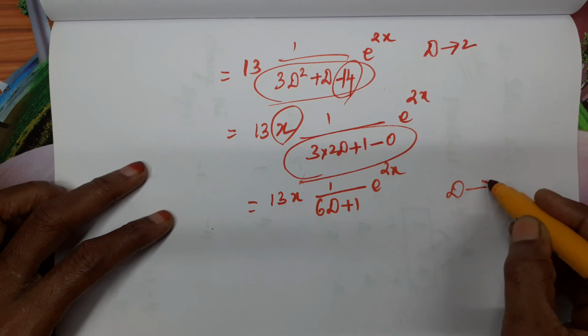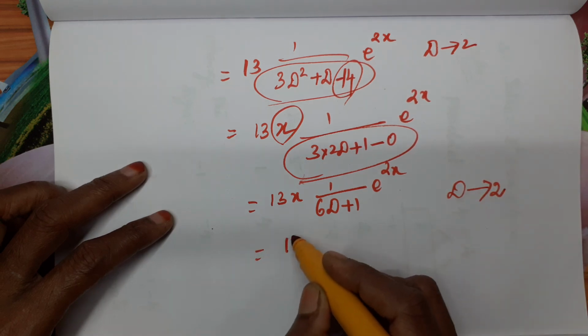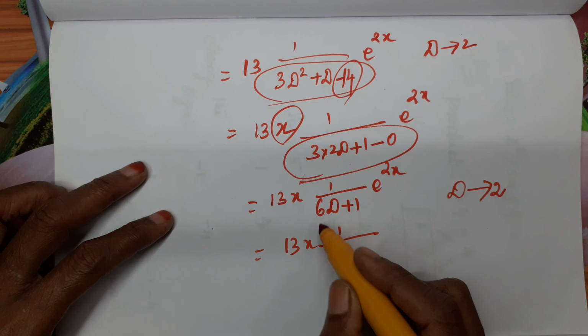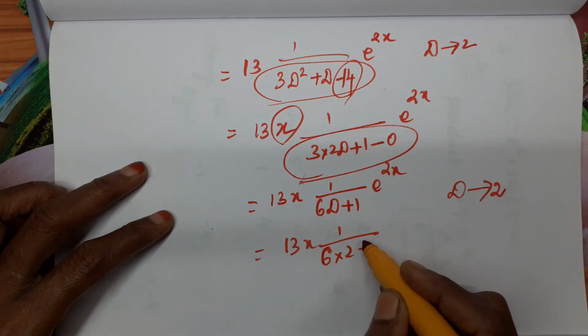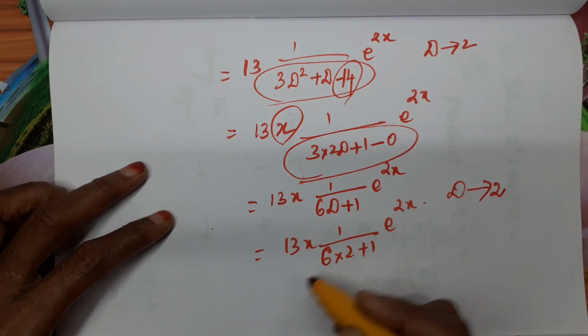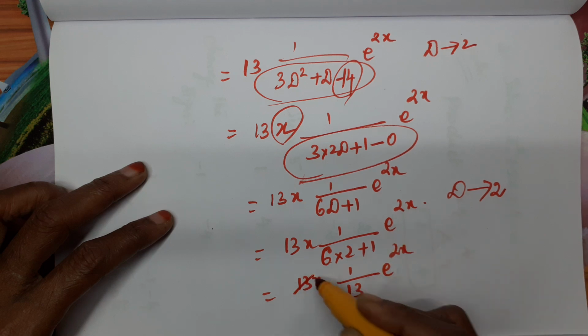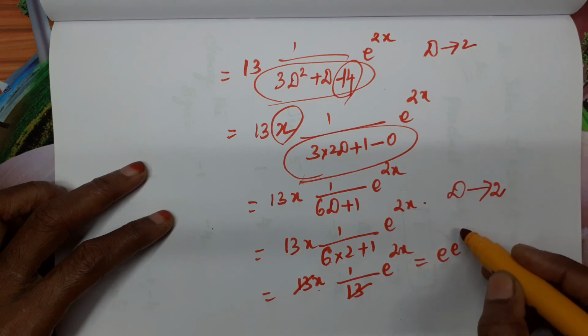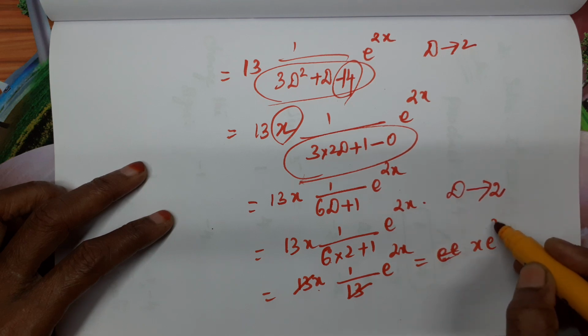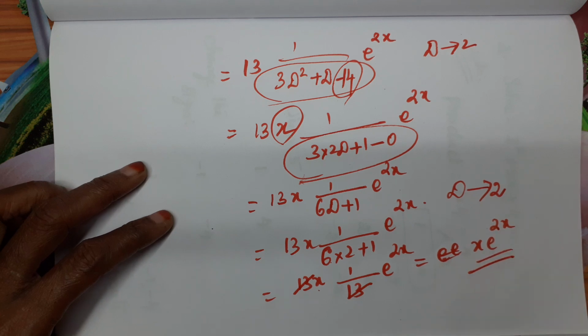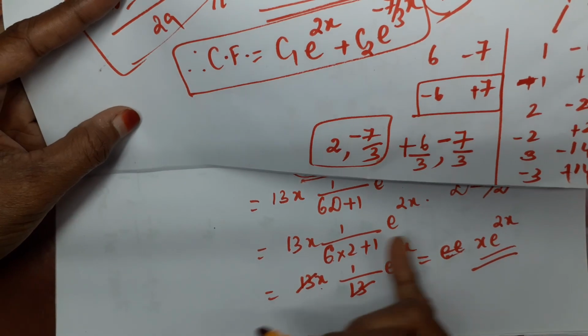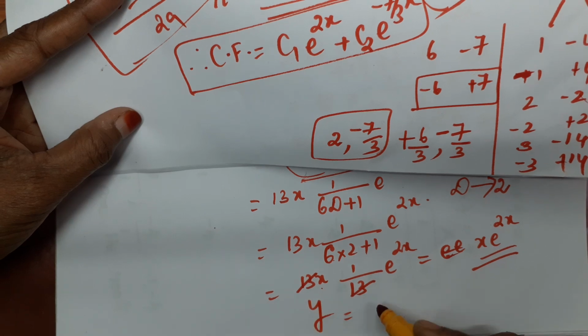Again we replace D by 2. So 13x, 1 by 6 into 2 plus 1 e power 2x. So 13x, 1 by 12 plus 1, 13, e power 2x. 13 and 13 get cancelled. So this is x into e power 2x. This is my particular integral. Now the final solution: y is equal to CF plus PI.